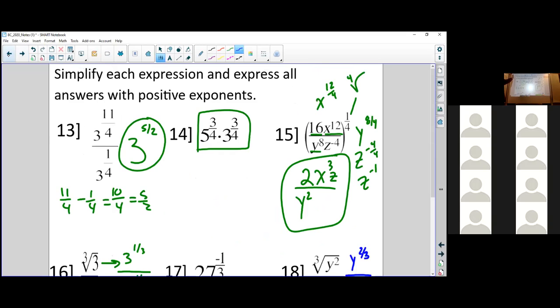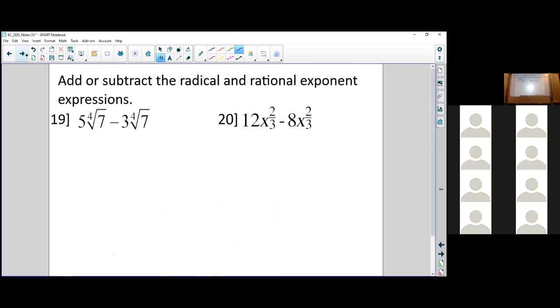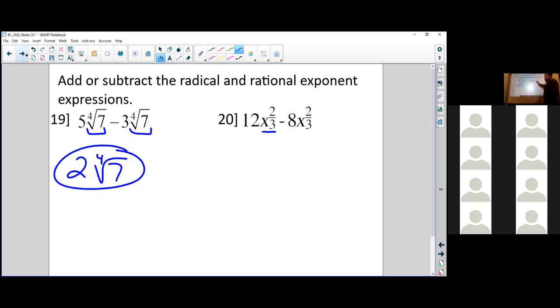I'm just kidding. All right, so add or subtract the radicals. Being that this and this are the same thing, we can just go 5 minus 3 to get 2, and then I have 4th root of 7. It's done. I have x to the 2/3, x to the 2/3 are the same. So 12 minus 8 is 4, x to the 2/3. That's all we have to do with those.